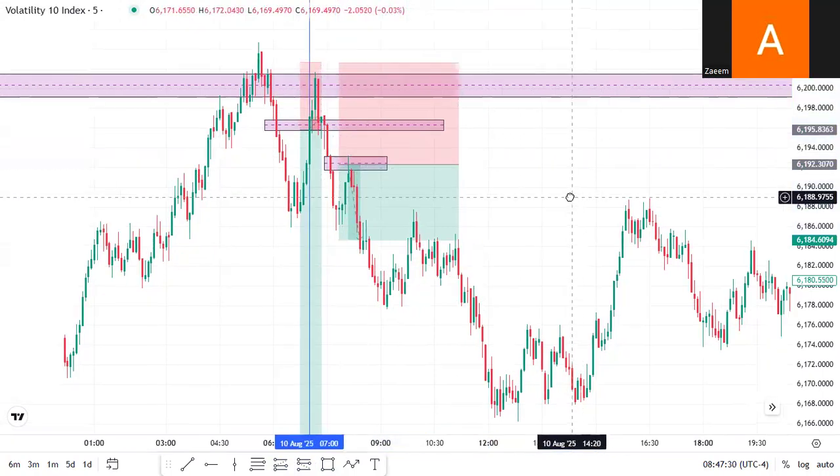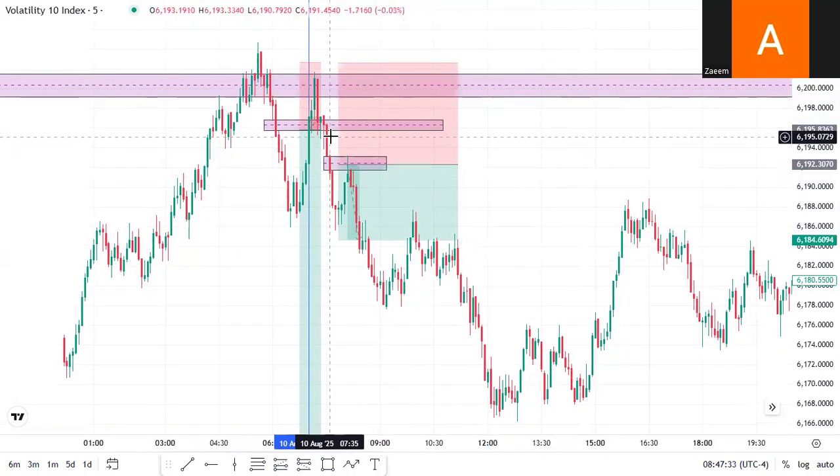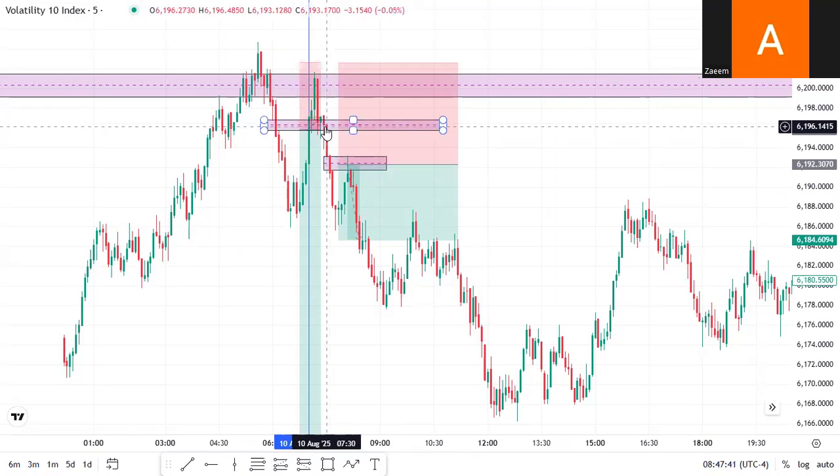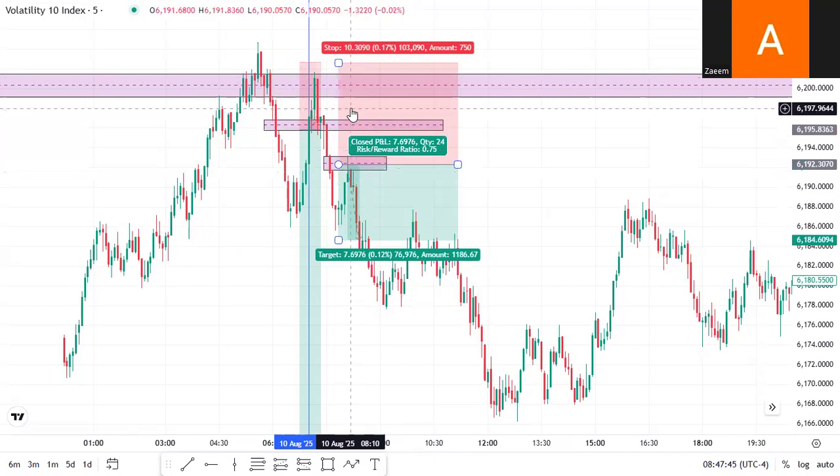So maybe you want to risk $10 on this trade, right? So the first one, you go in first with $5. Then the remaining $5, you stack along the way.